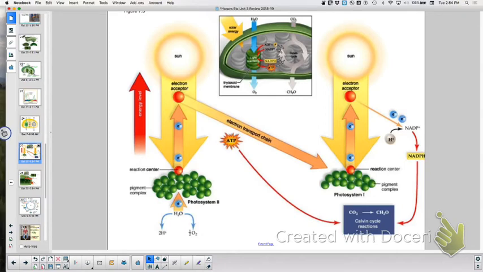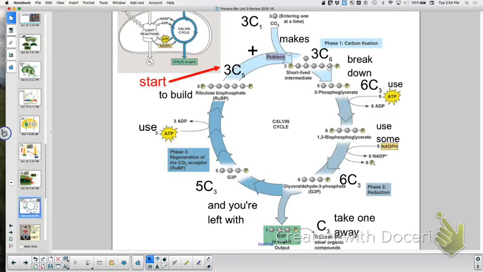Who do we give it to? NADP, forming reduced NADP. Okay, then you take some ATP and some reduced NADP to the dark reaction, or the Calvin cycle, the light independent reaction, right? You're going to do this twice. Every time you do this reaction, you bring in three CO2s every single time.